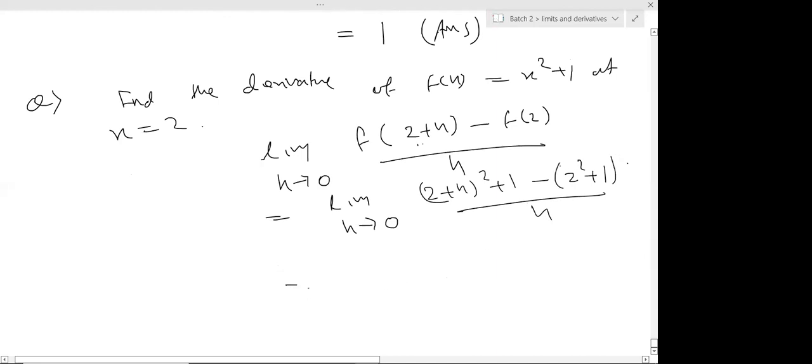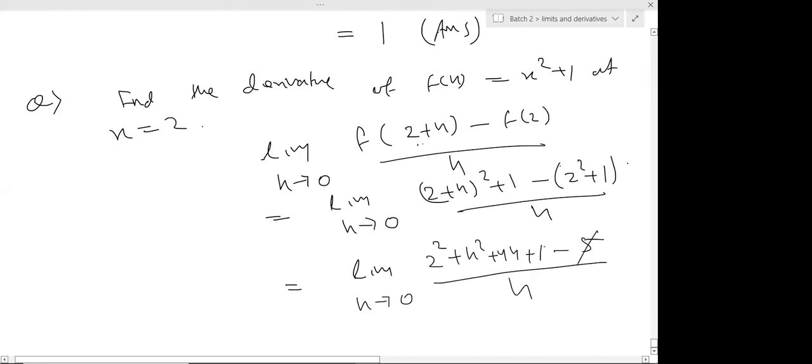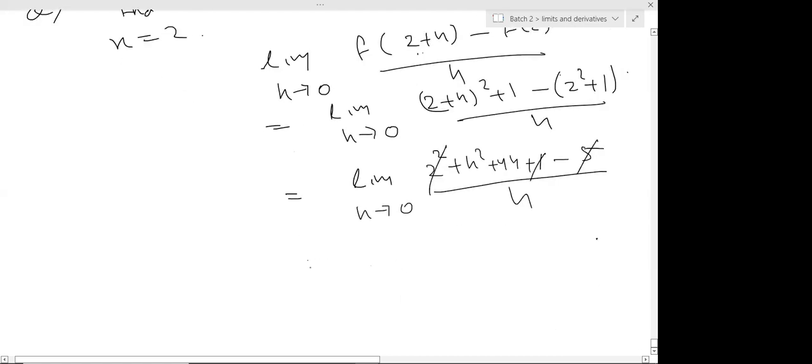Opening the bracket: limit h tending to 0, (2 square plus h square plus 4h plus 1 minus 5) whole divided by h. So this is cancelled. Now you can divide by h. Limit h tending to 0, this is h plus 4. Now put the value of h here. So the answer is 4. All right, very easy.